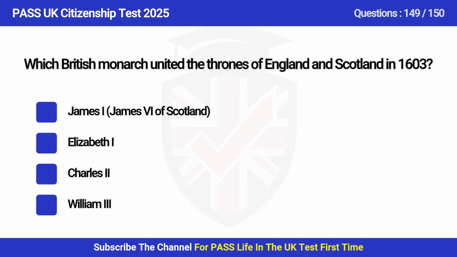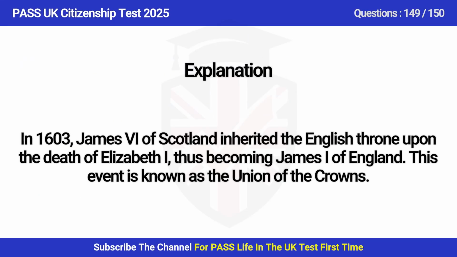Question 149. Which British monarch united the thrones of England and Scotland in 1603? A. James I, James of Scotland. B. Elizabeth I. C. Charles. D. William. Answer is A. James I, James of Scotland. In 1603, James of Scotland inherited the English throne upon the death of Elizabeth I, thus becoming James I of England. This event is known as the Union of the Crowns.